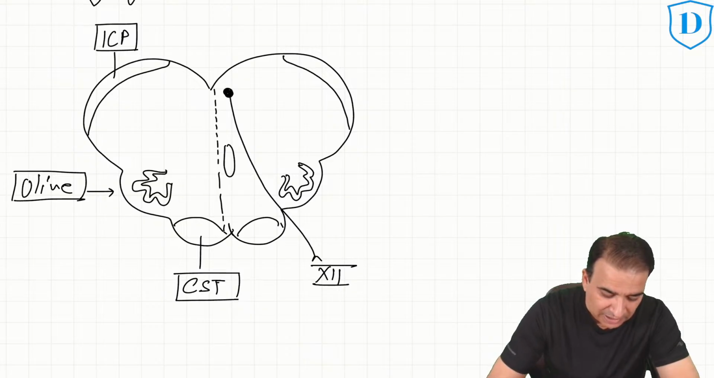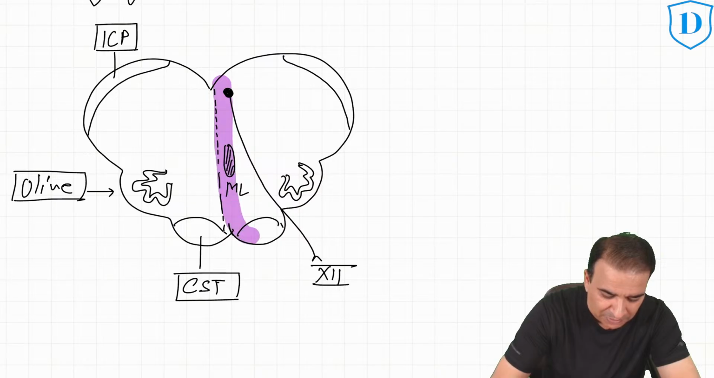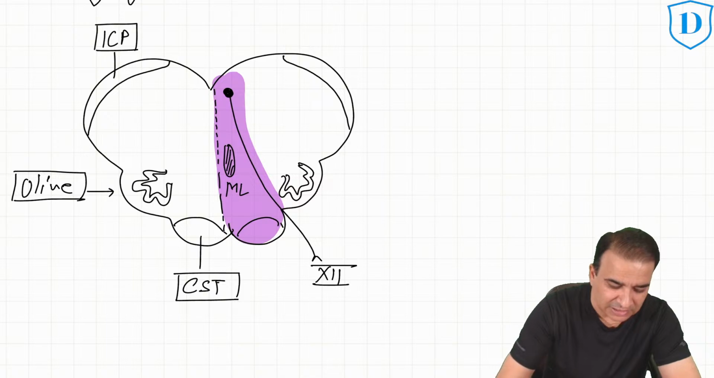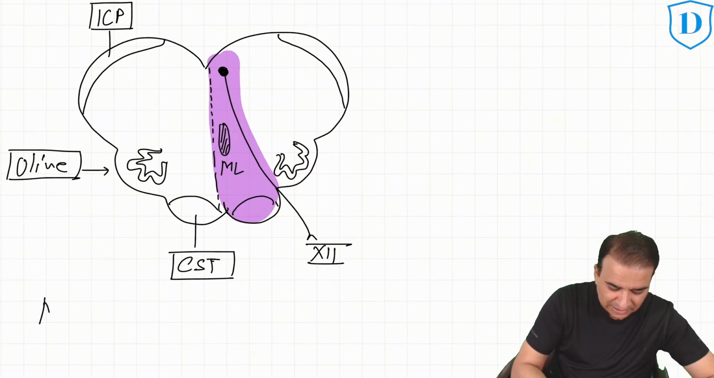And there is a medial lemniscus also present there. Now guys, the first syndrome that I'm talking to you about is a syndrome in which all these midline structures will get affected. Sirf midline wale. Medial medullary syndrome. This syndrome here is called the medial medullary syndrome.